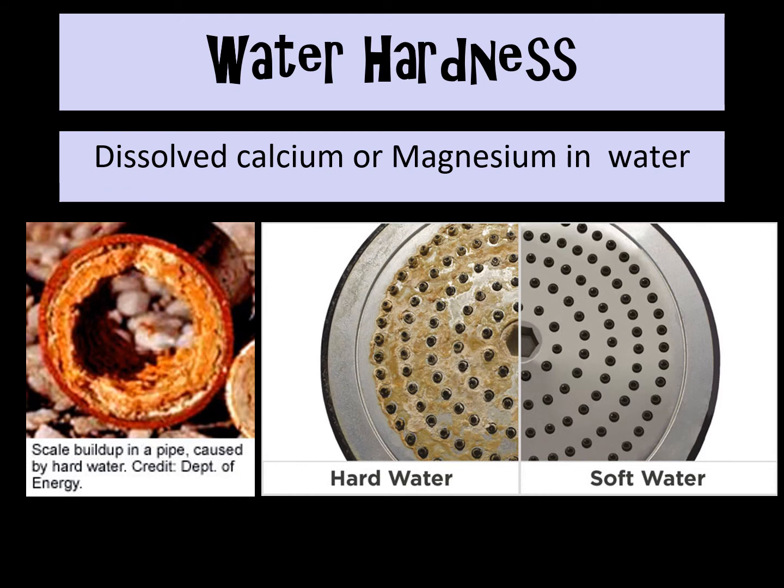Why is this a problem? Well, that calcium and magnesium can build up on your faucets. It can build up in your pipes and cause them to look not so shiny and nice anymore. Really, there is nothing wrong with the water. It just means that there's calcium and magnesium in that water.